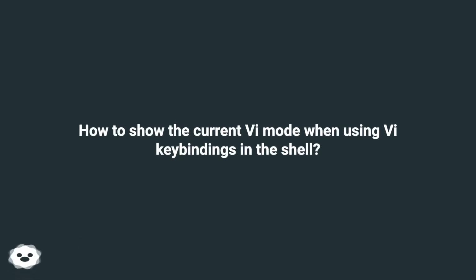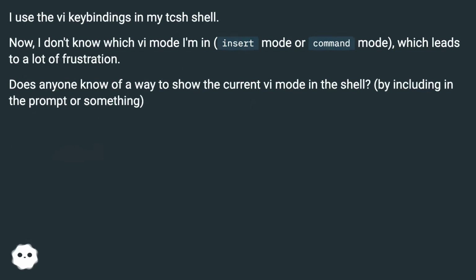How to show the current vi mode when using vi key bindings in the shell. I used the vi key bindings in my TCSH shell. Now, I don't know which vi mode I'm in, insert mode or command mode, which leads to a lot of frustration. Does anyone know of a way to show the current vi mode in the shell? By including it in the prompt or something.